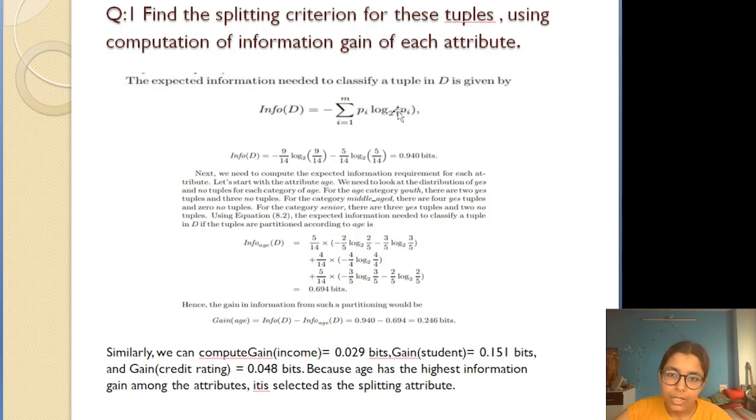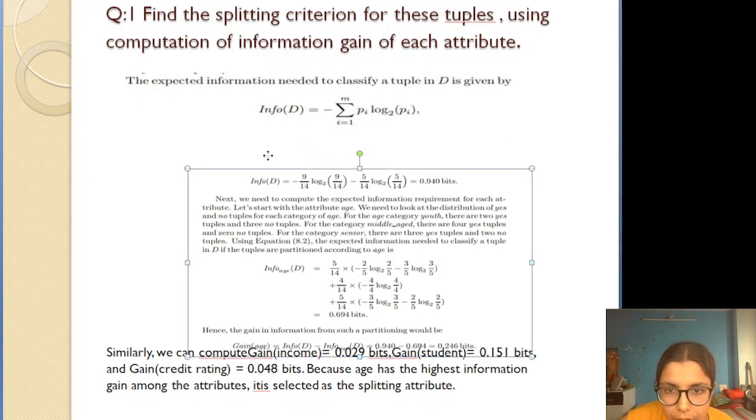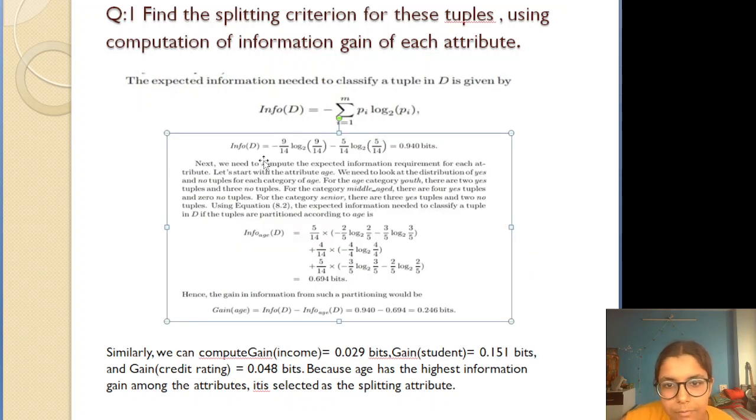So, the expected information needed to classify a tuple is given by a formula you can see here. Now we have to compute our information gain. So, how can we do that? Through this formula that is given here, where Pi is the probability of an instance of a variable in a given instance.